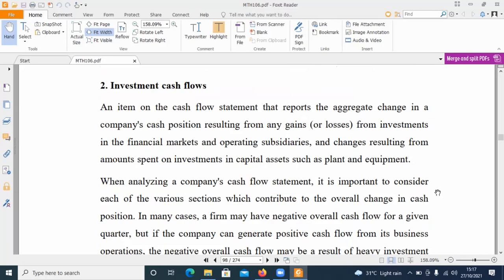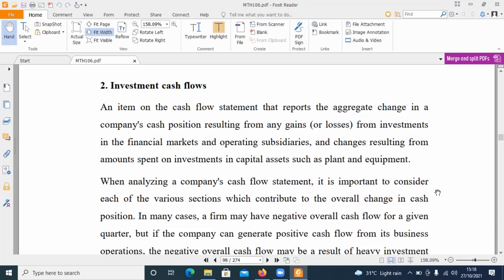As we all know, cash flow has to do with how money is coming in or going out. So in investment, it is an item on the cash flow statement that reports the aggregate change in a company's cash resulting from a gain or loss from investments in the financial market and operating subsidiaries, and changes resulting from amounts spent on investment in capital assets such as plants and equipment.